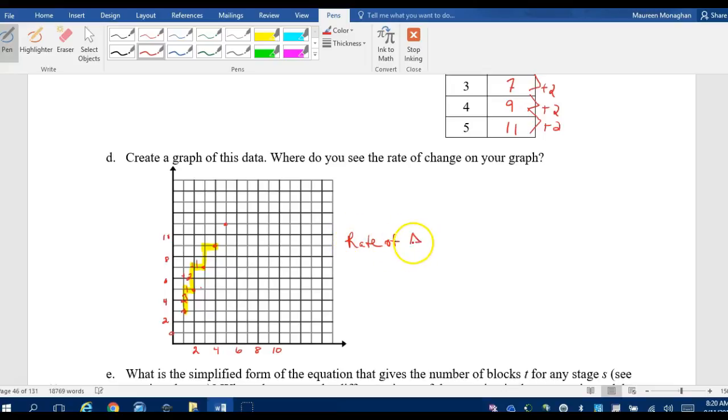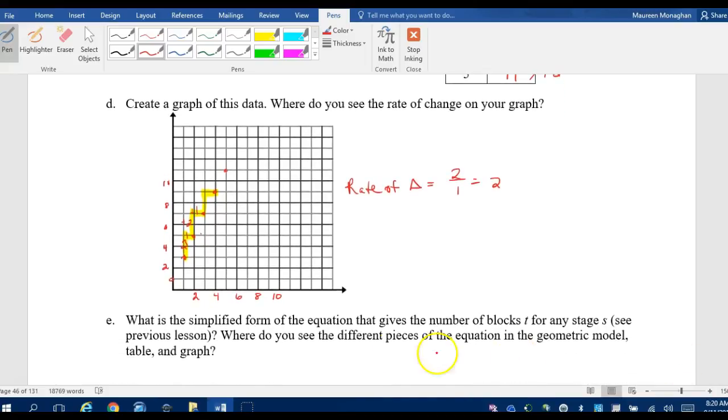And I'm going to use this symbol. That symbol is change. That's what they use in science also. That's a symbol for change. Rate of change is 2 over 1, also known as 2. Okay, so this next part is somewhat challenging. What is the simplified form of the equation that gives the number of blocks T for any stage S? Where do you see the different pieces of the equation in the geometric model, table, and graph?